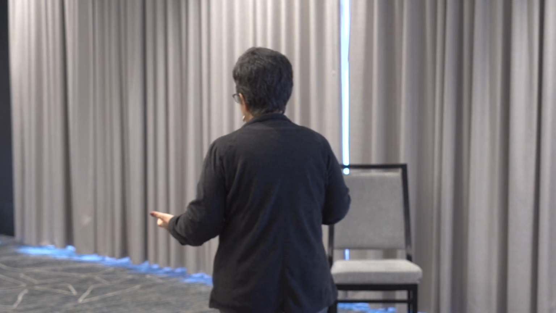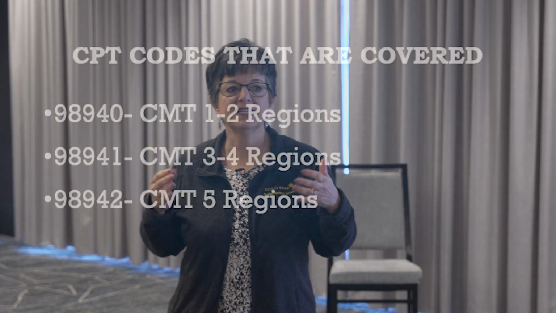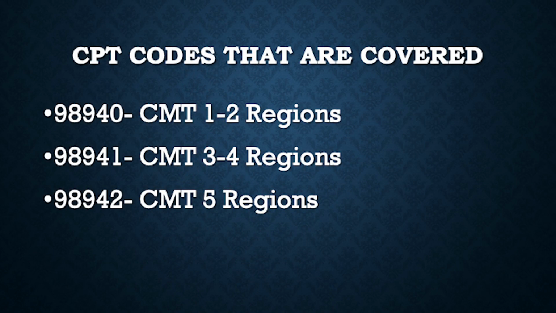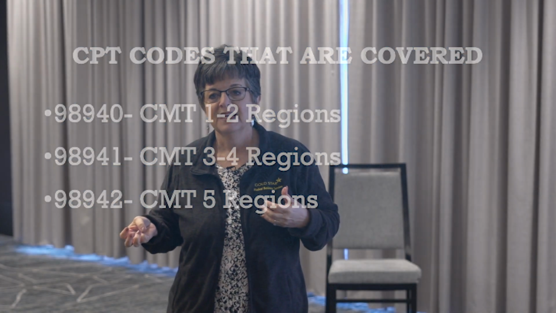Under Chapter 15 of the Medicare Claims Processing Manual, the only 3 CPT codes currently covered by Medicare are the ones on the screen right now, which are your chiropractic manipulative therapy codes 98940, 98941, and 98942. If you're listening to this and you're new to chiropractic, these codes represent spinal manipulation on 1 to 2 regions of the spine, 3 to 4 regions of the spine, and 5 regions of the spine.